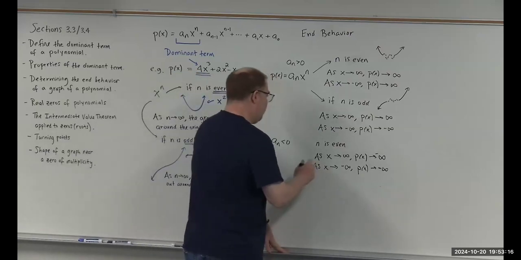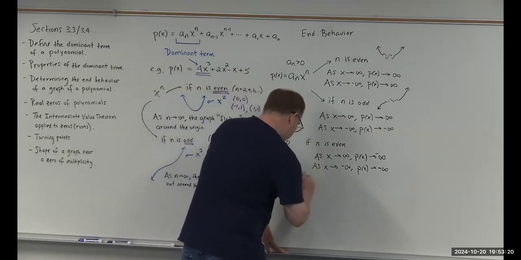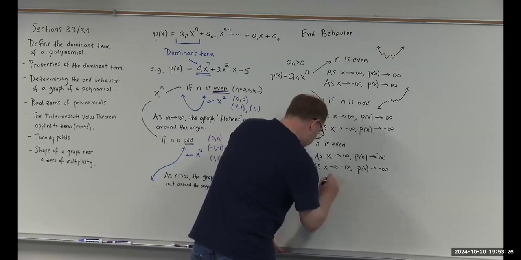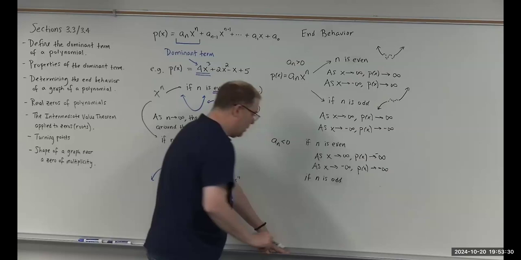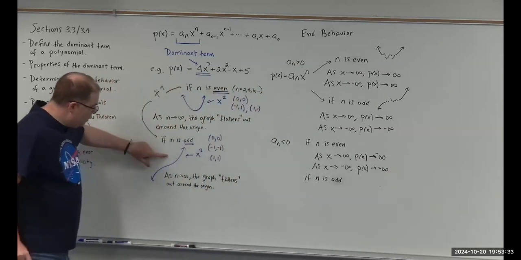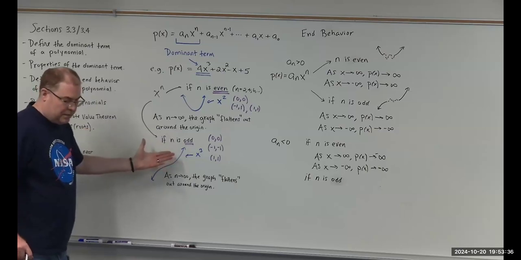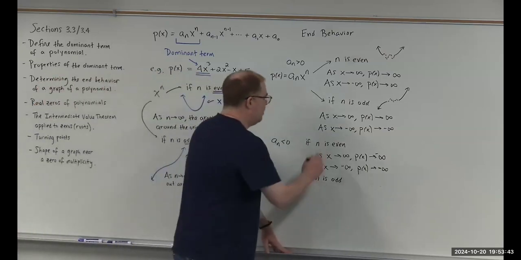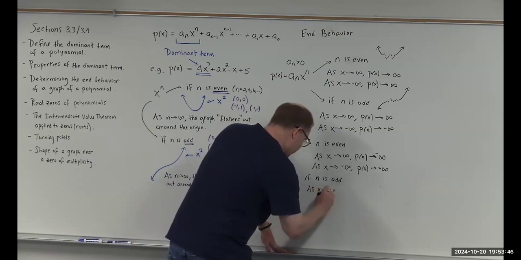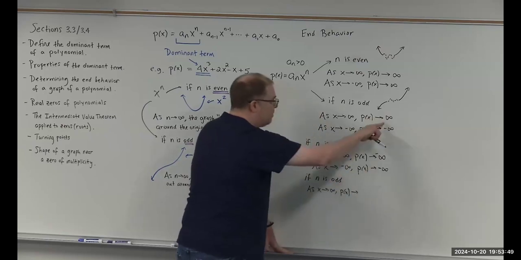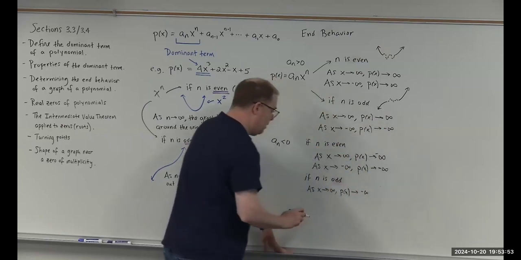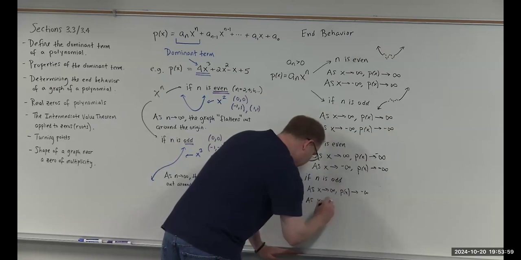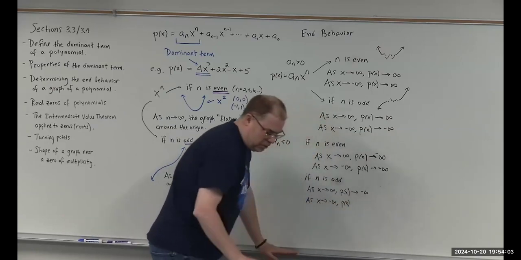If n is odd, okay, something like this, then think of this as you put a negative there, like for example, minus one, it's going to be a reflection. So that means, as x goes to infinity, p of x is going to go to minus infinity. So this one is going to go the other way, okay? And as x goes to minus infinity, p of x is going to go to positive infinity.